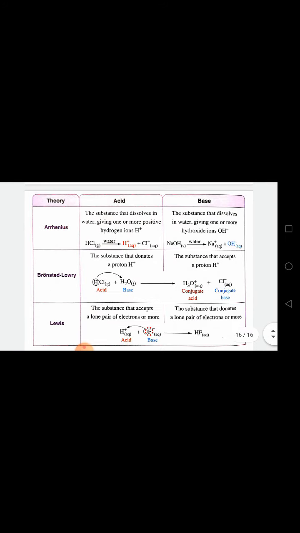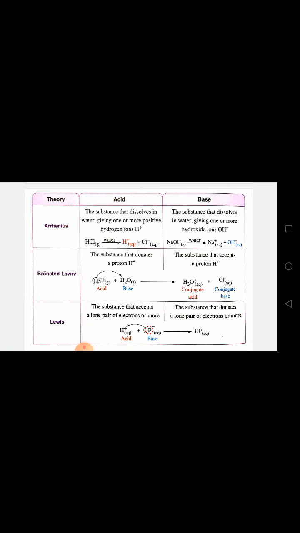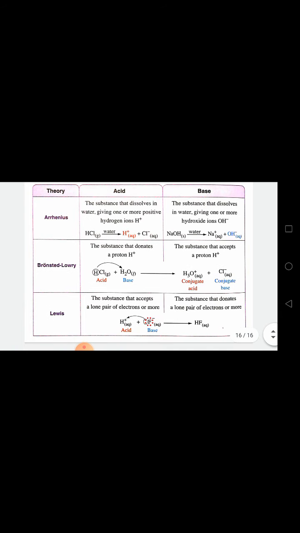Finally, we can summarize the definition of acid and base according to the three theories of Arrhenius, Brønsted-Lowry, and Lewis. The acid is the substance that dissolves in water, giving one or more positive hydrogen ions, while the base is the substance that dissolves in water, giving one or more hydroxide ions. While Brønsted-Lowry define the acid as the substance that donates a proton, while the base is the substance that accepts this proton.